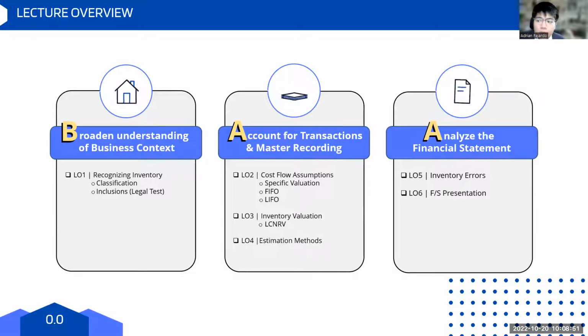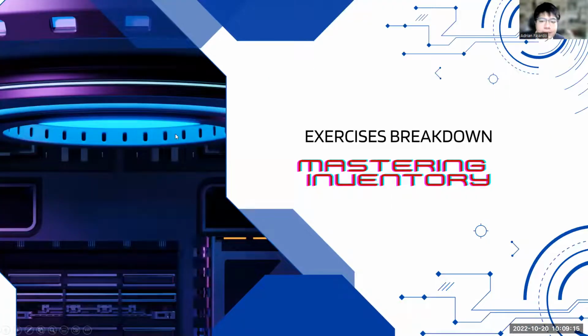And then aside from that, we're gonna be talking about the four other topics. So again, the meat or the chunk of the chapter 6 would really be cost flow assumptions. But then equally important would be the subtopics of inventory valuation, estimation methods, inventory errors, financial presentation, and then again, recognizing inventory, right? So with that said, we're gonna be taking a look at it from a very practical standpoint for today. So basically, we're gonna break down our inventories.